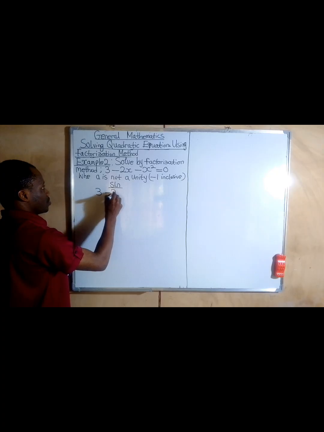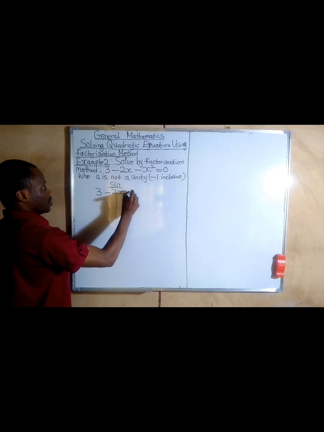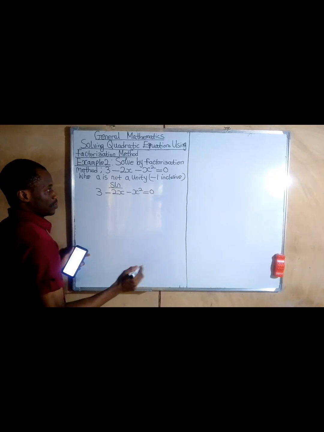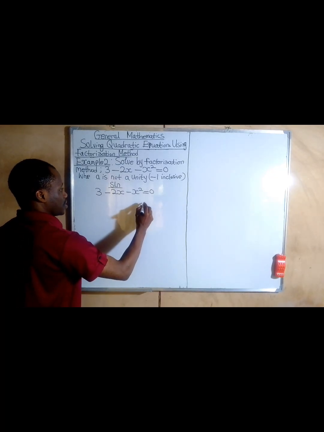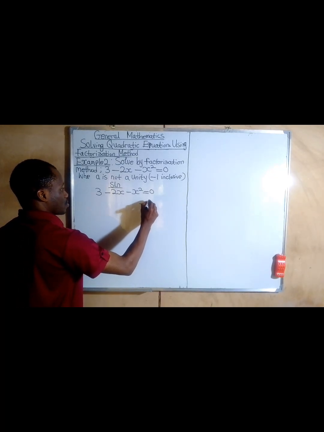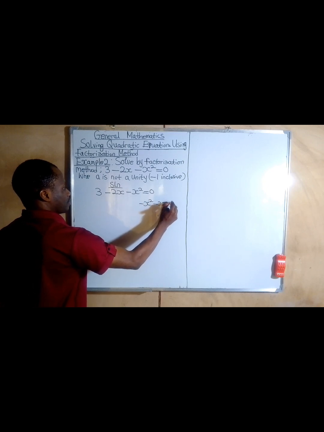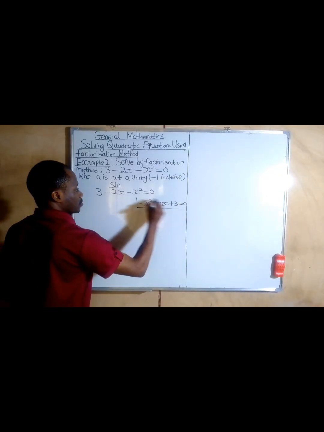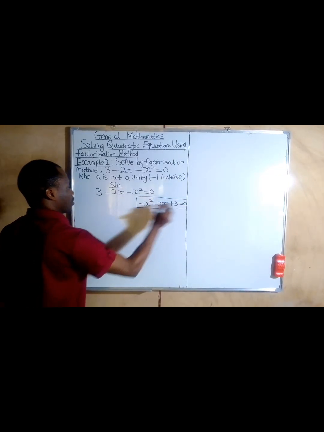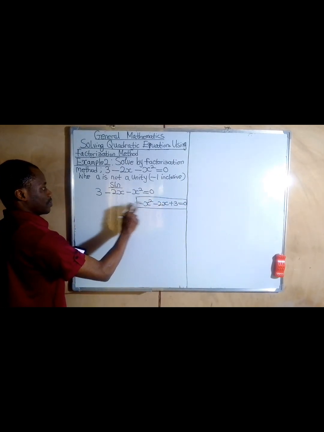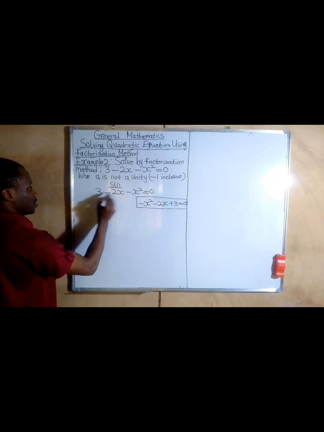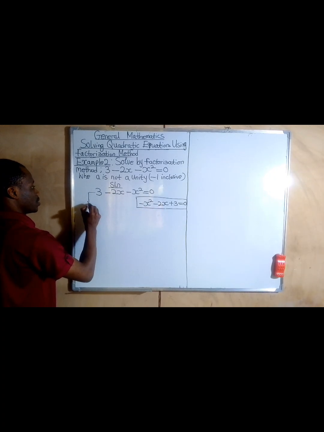3 minus 2x minus x squared equals to 0. So assuming you are rewriting yourself, you can rewrite as minus x squared minus 2x plus 3 is equal to 0. So this is also correct, because minus is for this, minus 2x for this, and plus 3. But I'll be using this original question downwards.